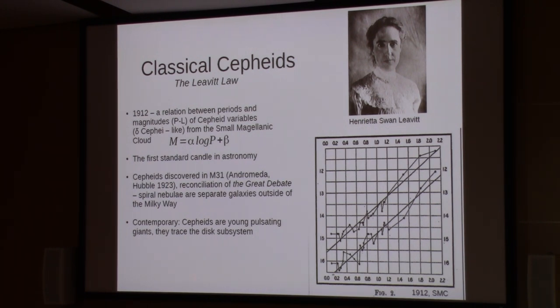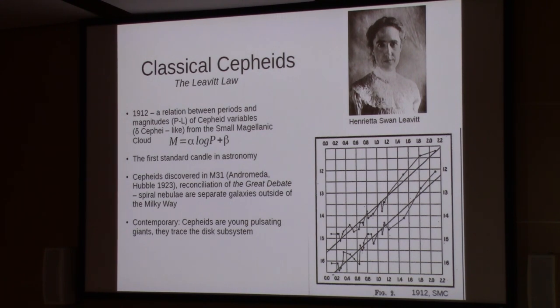And it allowed Hubble to determine distance to the Andromeda galaxy, to reconcile the so-called great debate that was ongoing around 100 years ago. They were wondering whether spiral nebulae are members of the Milky Way, within our own galaxy, or they are separate galaxies. Obviously they found out that the latter is true. And the Cepheids also allowed Hubble to make first measurements of the Hubble constant.